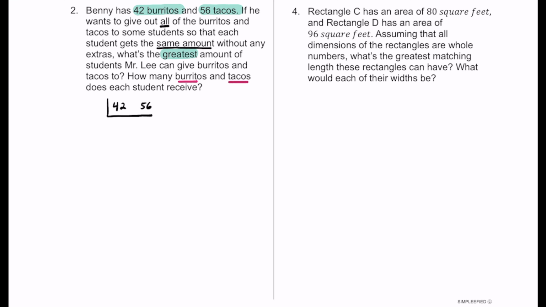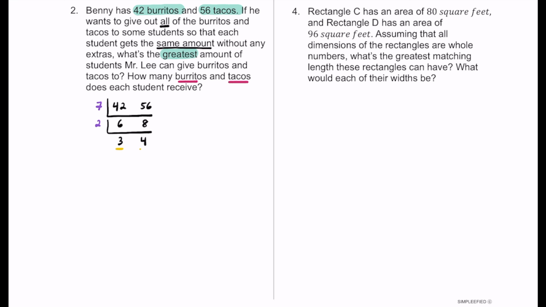Now, I'm thinking about some different times tables, maybe 7, right? 7 times 6 is 42, and 7 times 8 is 56. Now, 6 and 8 are both even numbers, so they can't be relatively prime. So they must have a GCF of 2 if they're even. 2 times 3 is equal to 6, and 2 times 4 is equal to 8.